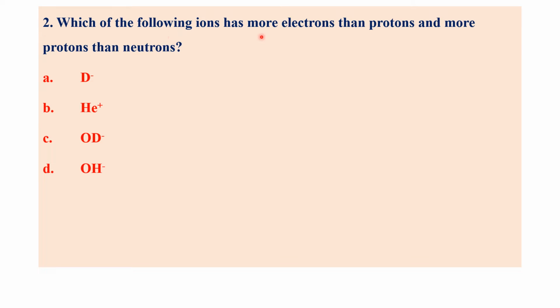Which of the following ions has more electrons than protons and more protons than neutrons? There are four options given. First we will find the number of electrons, protons and neutrons for each option. Then we will find which one has more electrons than protons, and the number of protons greater than the number of neutrons. So we will solve it.